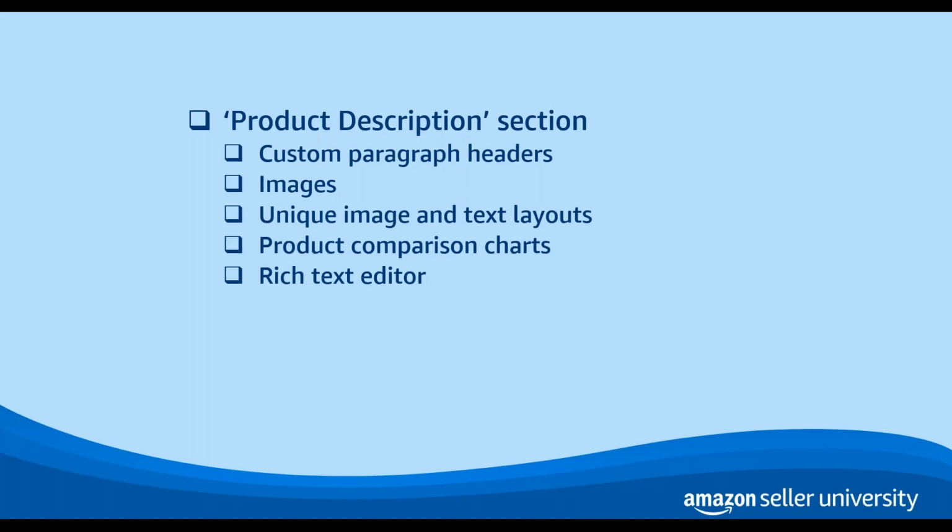Standard A+ content lets you provide more details on product features with an enhanced product description to complement bullet points and images on the main product detail page. These details appear in the product description section of the detail page and can help customers make purchase decisions. A+ content in this section includes custom paragraph headers and images, unique image and text layouts, product comparison charts featuring a minimum of 2 products from your brand, and a rich text editor, which can be used for bulleted and numbered feature lists.